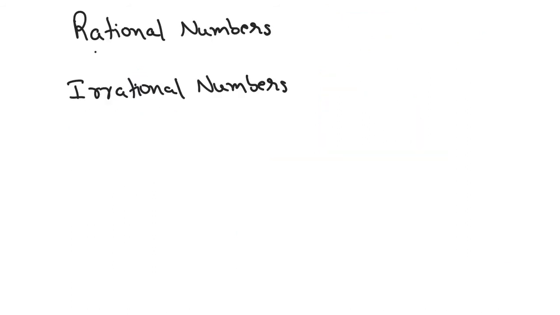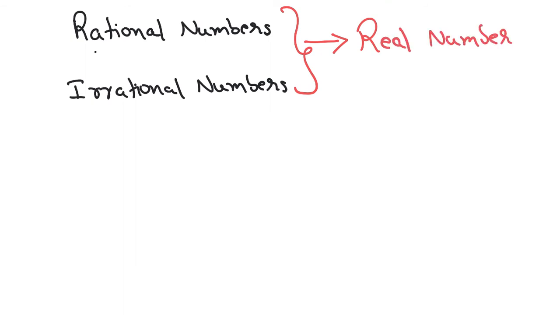So, we learned what rational numbers are, and we also learned what irrational numbers are. Now, we will add one more additional step to our knowledge. Rational numbers and irrational numbers together form real numbers, and real numbers are represented by the letter R. So, real numbers consist of rational numbers as well as irrational numbers.